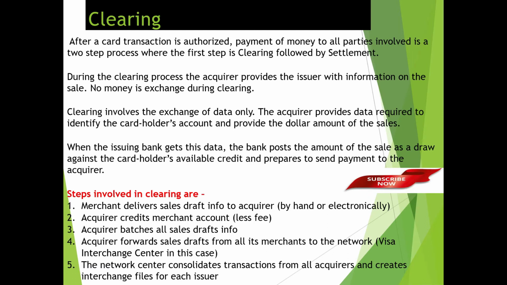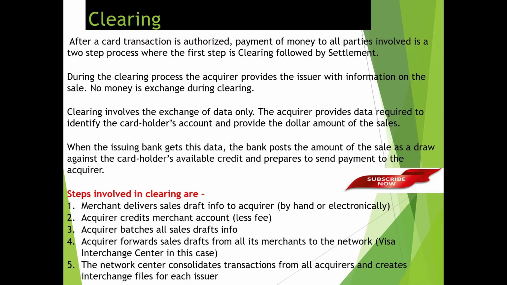During the clearing process, the acquirer provides the issuer with information on the sales. No money is exchanged during the clearing. Clearing involves the exchange of data only. The acquirer provides data required to identify the cardholder's account and the dollar amount of the sales. When the issuing bank gets the data, the bank posts the amount of the sales as a draw against the cardholder's available credit and prepares to send payment to the acquirer. The steps involved in the clearing are: the merchant delivers sales draft info to the acquirer.